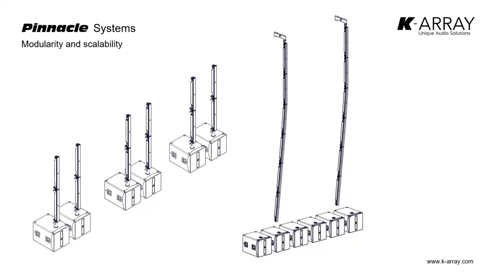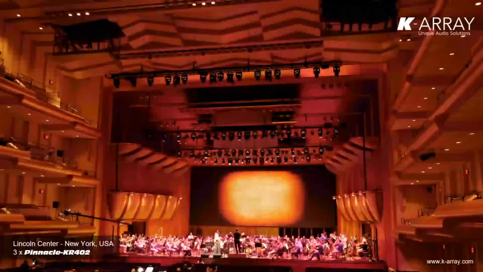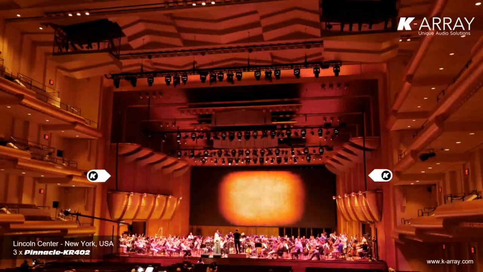In a place like this, the Lincoln Center in New York City, instead of deploying a lot of short, small line array elements all around, much better to go with 6 columns per side, so 3 Pinnacle KR402 systems, in this example, merged together. And then really you'll have a high intelligibility even in the farthest seat from the array.